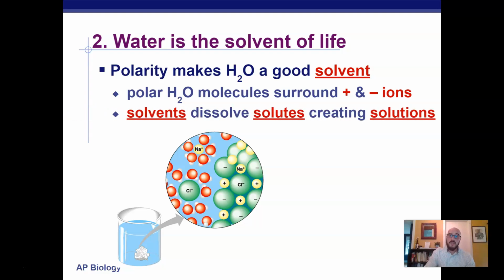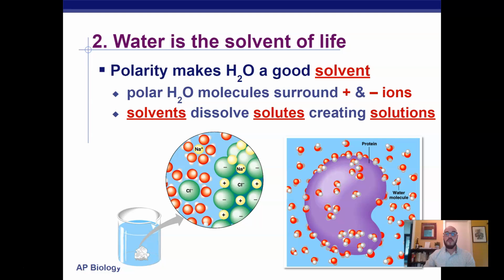So a solvent is going to, hold on, sorry, let me back up here for a second. So solvents dissolve solutes, and that makes solutions. So a solvent in this case would be water. That's the thing that's doing the dissolving. A solute, in this case we're looking at salt, would be our solute. And then when salt mixes with water, you get salt water, and we call that a solution.